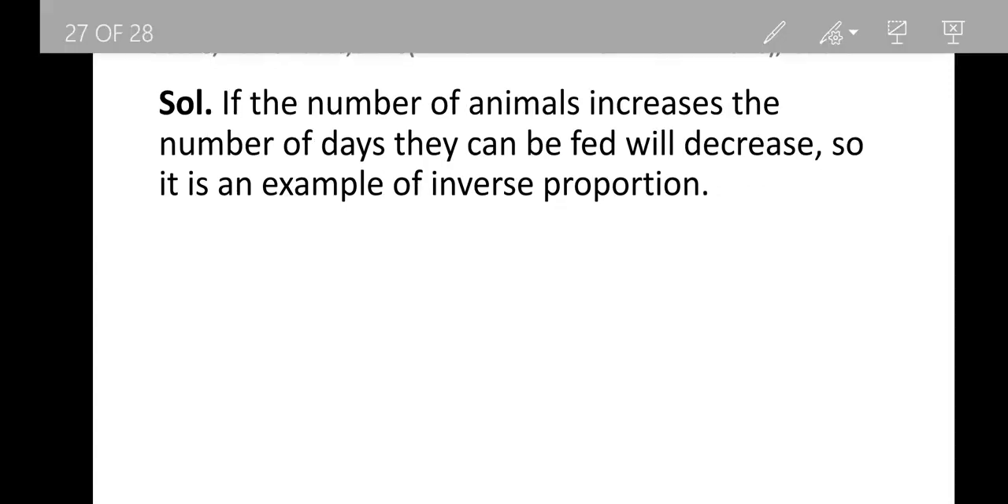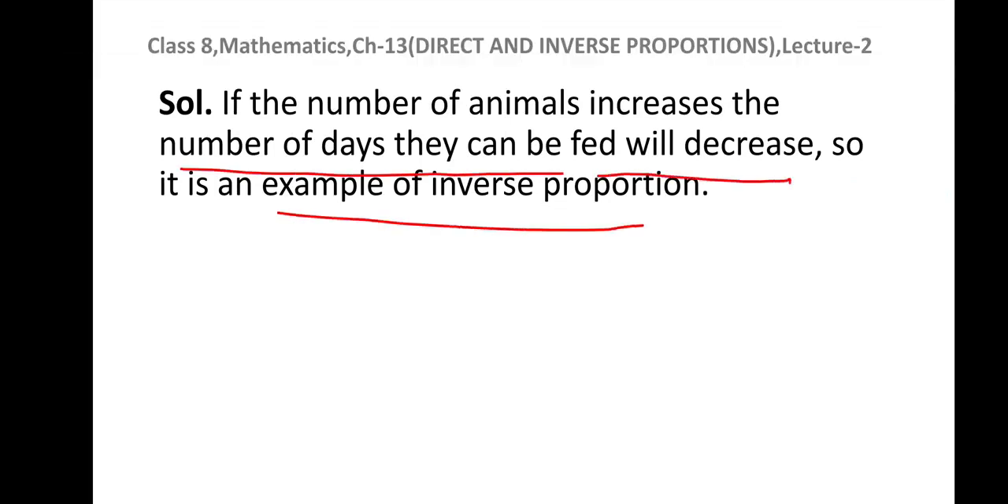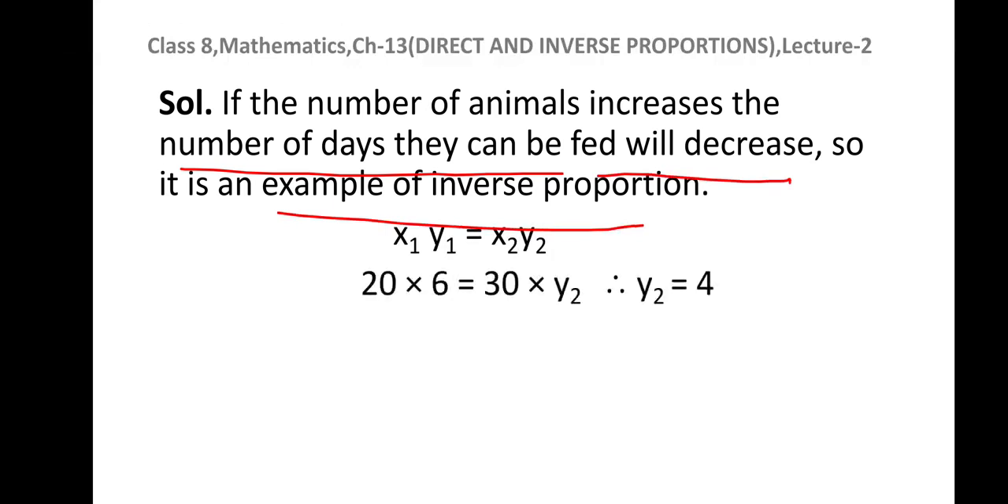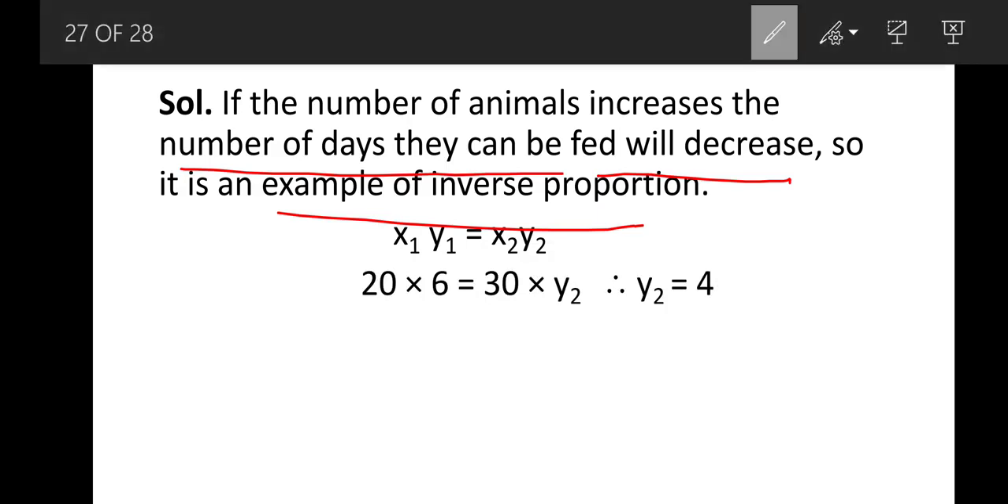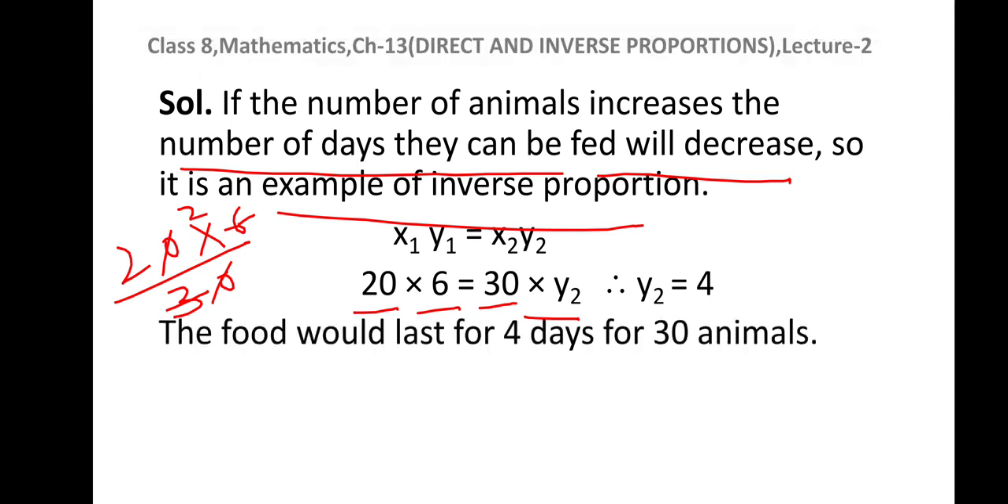If the number of animals increases, the number of days they can be fed will decrease, obviously. So this is a case of inverse proportion, and we know the relationship in case of inverse proportion: x1 y1 is equal to x2 y2. We have been given the values that 20 animals are being fed for 6 days. So x1 y1 is equal to 20 into 6, is equal to x2 y2, that is 30 into y2. After solving, 20 into 6 divided by 30, you will get the answer as 4. So the food would last for 4 days for 30 animals.